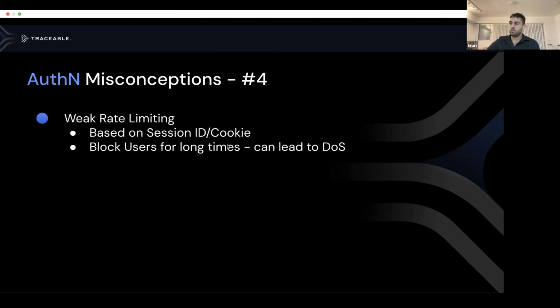And then some misconceptions around rate limiting. Something that I recently found in one of the APIs that I tested is that the rate limiting was based on a session ID in the cookie. So what happens basically after I try to log in, after a few failed attempts, I would get a cookie, and if I send the same cookie, I would get blocked. But if I just delete the cookie, I can bypass this mechanism.